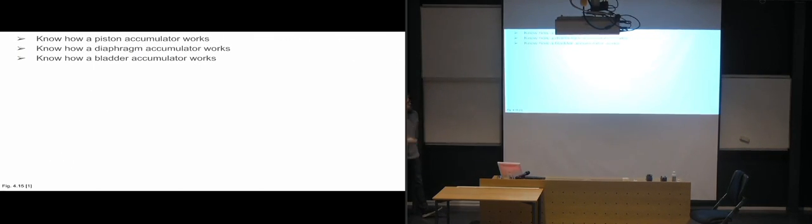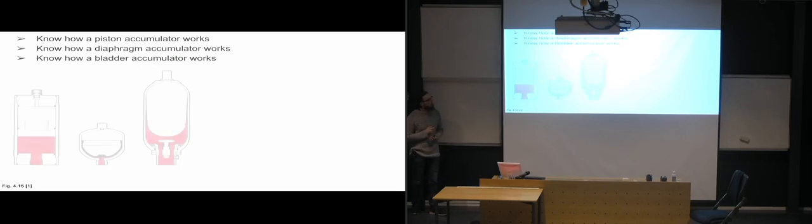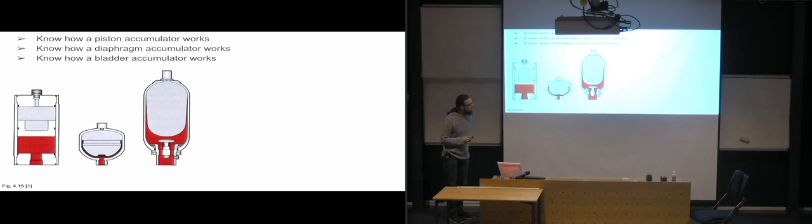We've also looked at accumulators, 3 different kinds of accumulators: piston, diaphragm, and bladder. If I remember correctly, it's a diaphragm that's in the lab, either diaphragm or bladder. I can't quite remember which it was. It's a bladder? Yeah. So then it's a bladder accumulator that's in the lab. And they look more or less like this, if we do a cross-section through them.